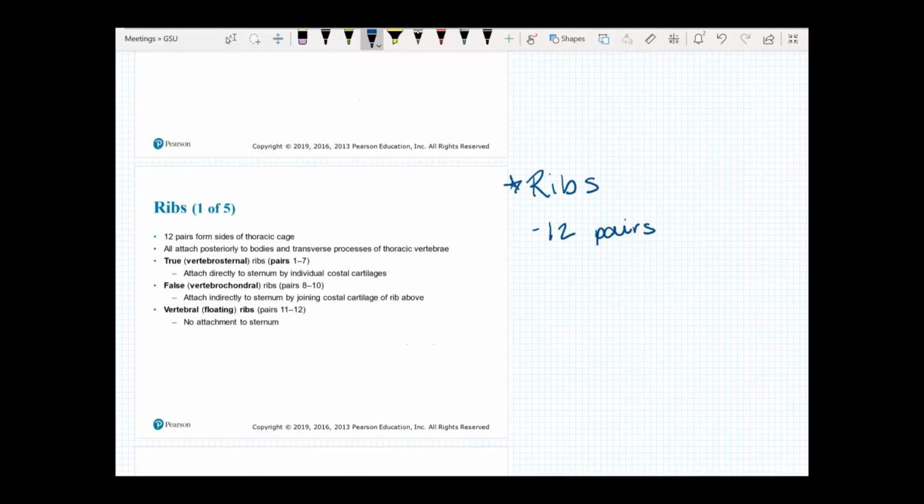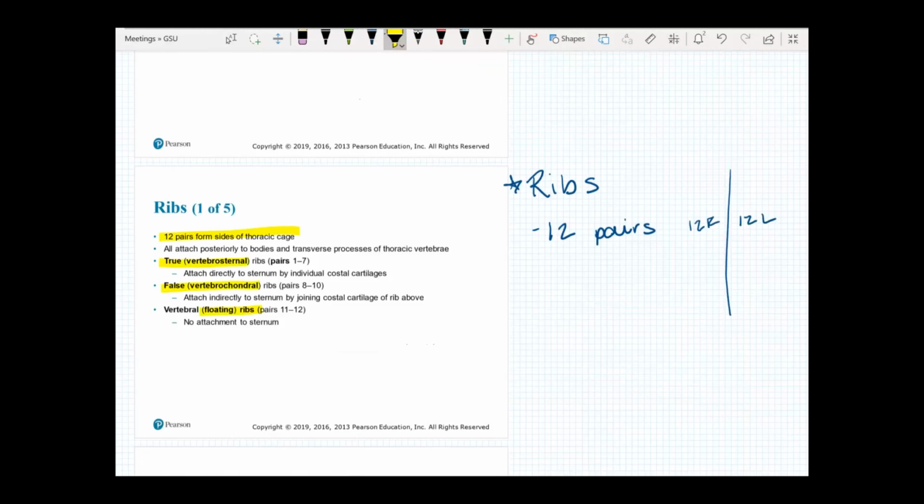So there will be 12 right and 12 left. Actually, let's do it this way. If this is the midline of my body, we'll have 12 on the right side and 12 on the left side, and they're all going to be paired together. There's 3 categories. You're going to have true ribs, false ribs, and floating ribs.